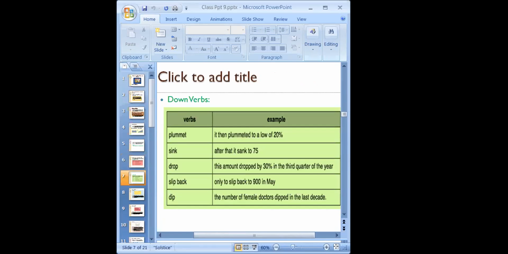Let's move to the next one, downwards, right? So instead of saying the line came down in April, you can say the figures plummeted, plummeted to a low of 20%. Please remember the prepositional use. I remember one of the examiners had given a comment that a lot of students are making problems and issues with the use of correct prepositions, right? So if you say plummeted to a low, then you can say plummeted to a low of 20%, or you can say plummeted by, then you have to do a different calculation.